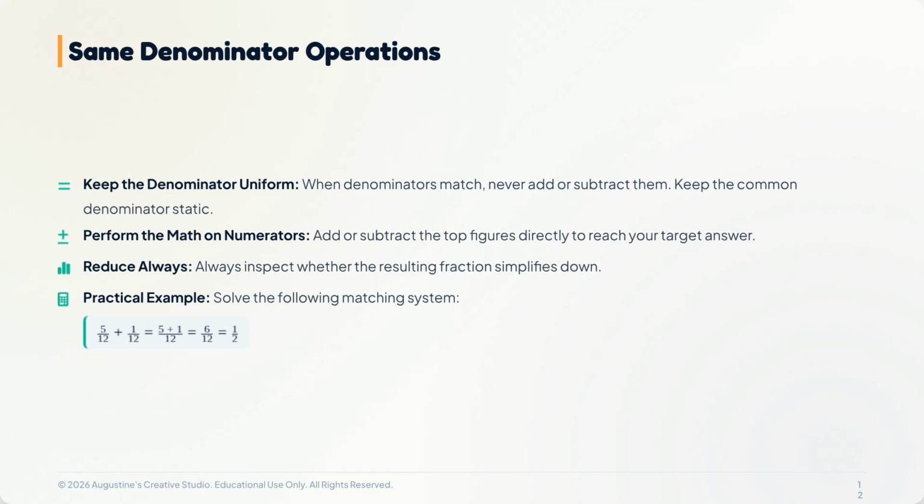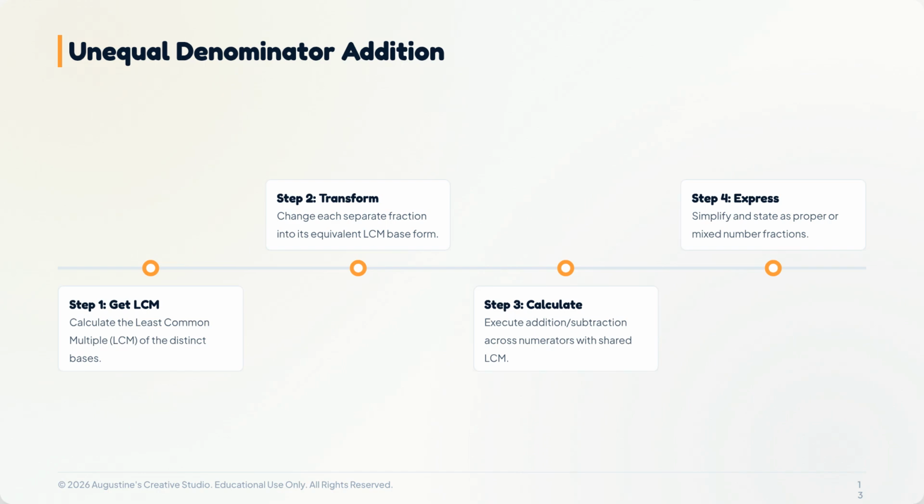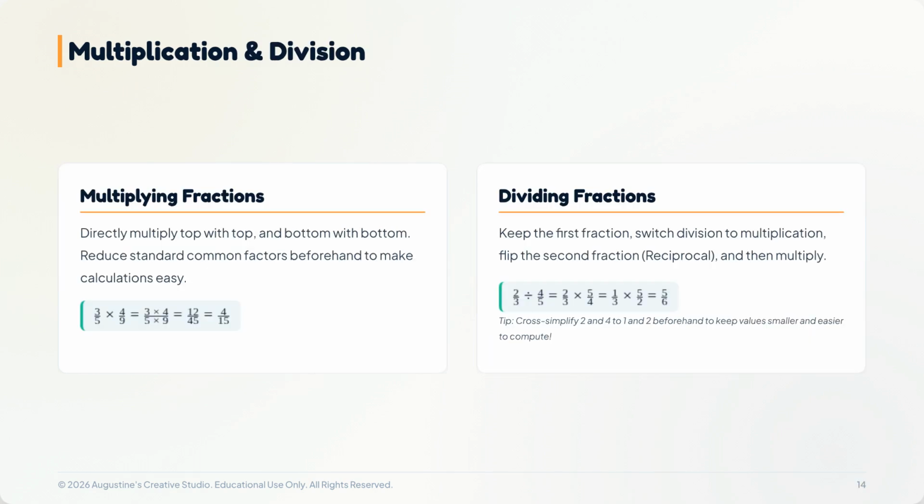When denominators are the same, simply perform the math on the numerators while keeping the base denominator unchanged. Always remember to check if your final answer can be simplified. For adding unequal denominators, follow these 4 steps. Find the least common multiple, transform the fractions, calculate the result, and finally, express the fraction in its simplest form.